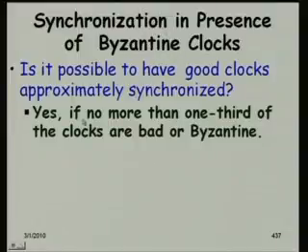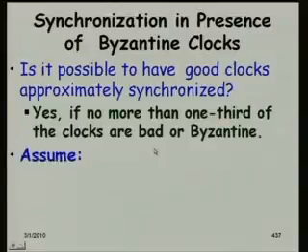The answer is yes, we can synchronize them if no more than 1/3 of the clocks are bad or Byzantine. So, out of 10, if you have 3 clocks bad, then we can synchronize them. But if out of 10, 4 are bad, then whatever we do, we can't keep them synchronized. Or let us say we have 9 clocks, if 3 are Byzantine, then we can't synchronize them. It should be less than 1/3.